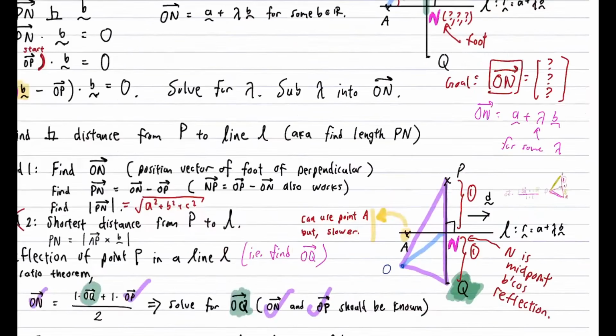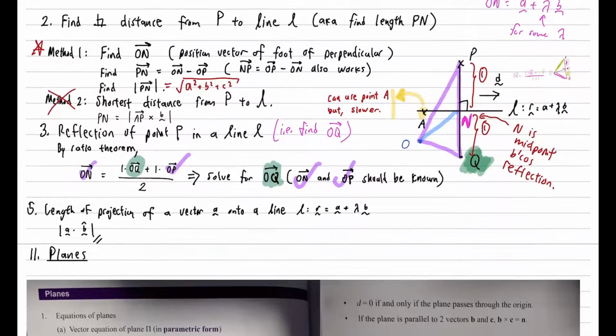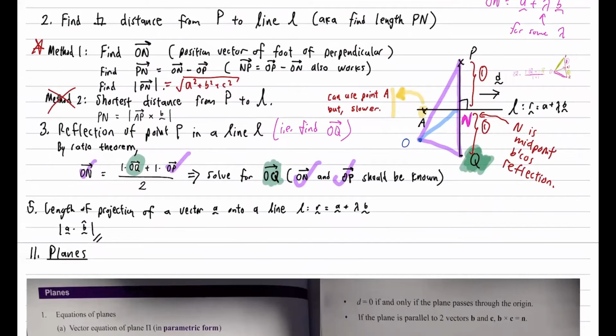Anyways, point number 5, length of projection of a vector A onto a line L. Here is the picture you should have in your mind. Here is line L. Here is the direction vector B parallel to the line L. Let's say you got a vector A like this. What is the length of projection of a vector A onto a line L?